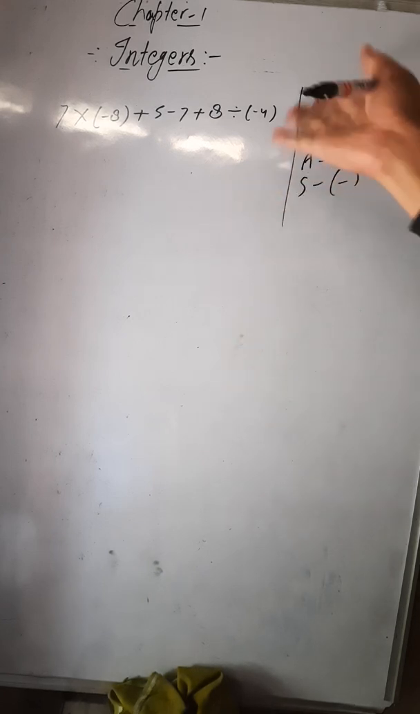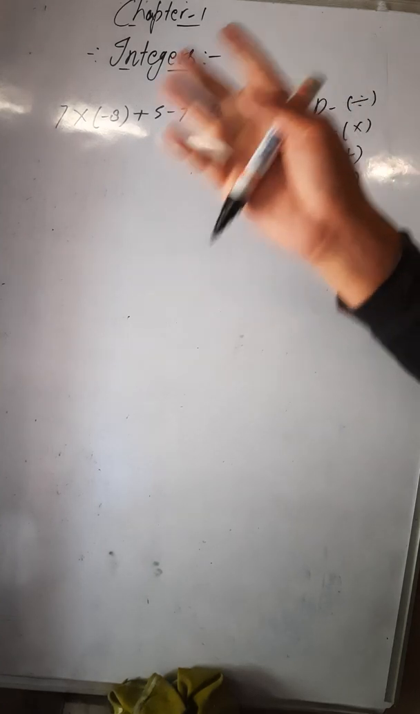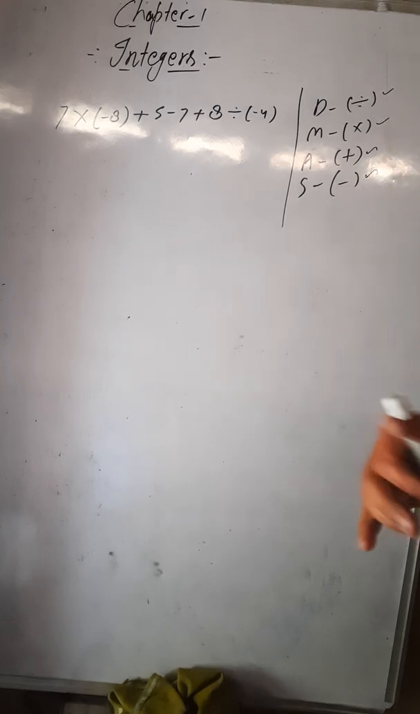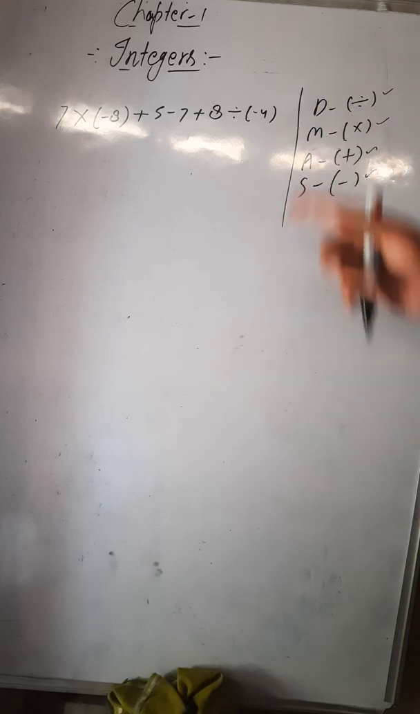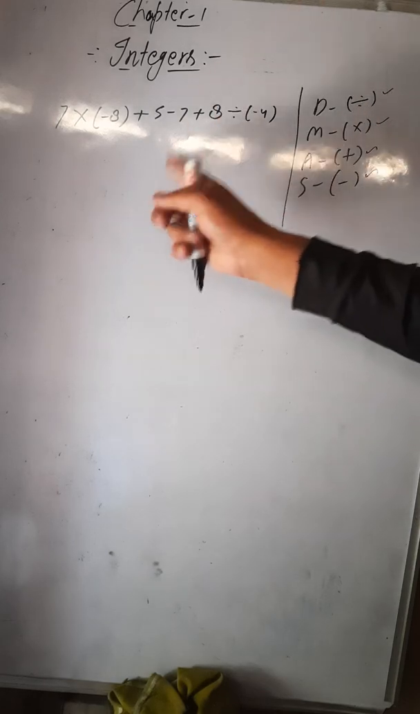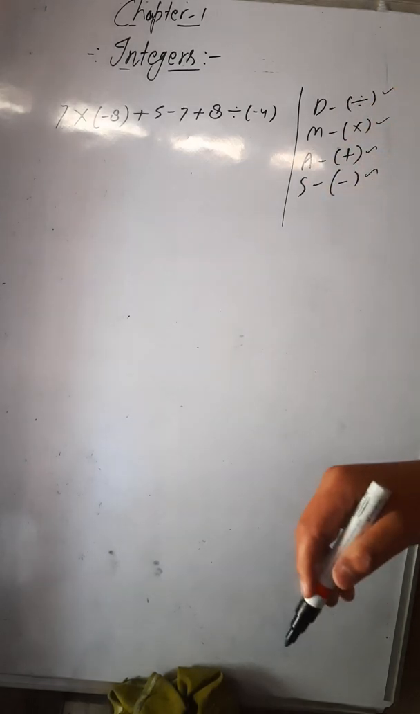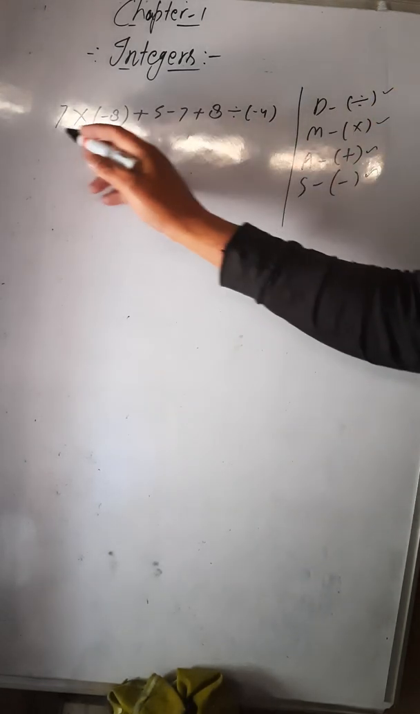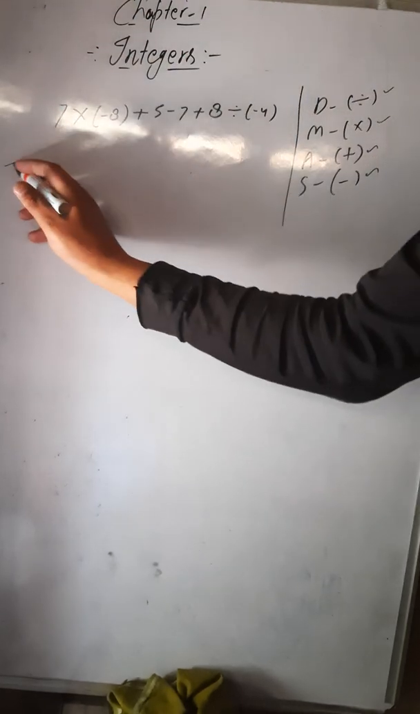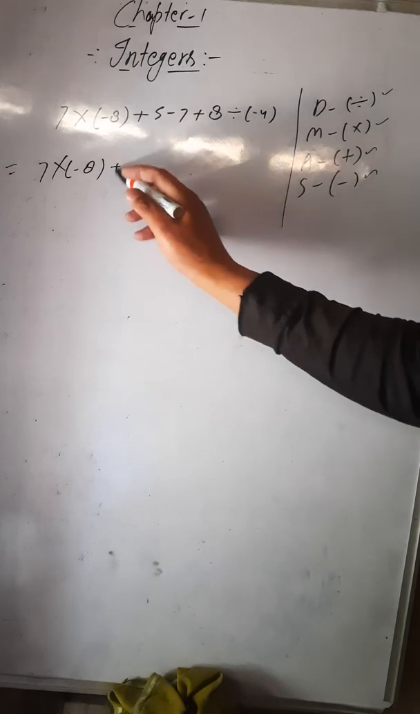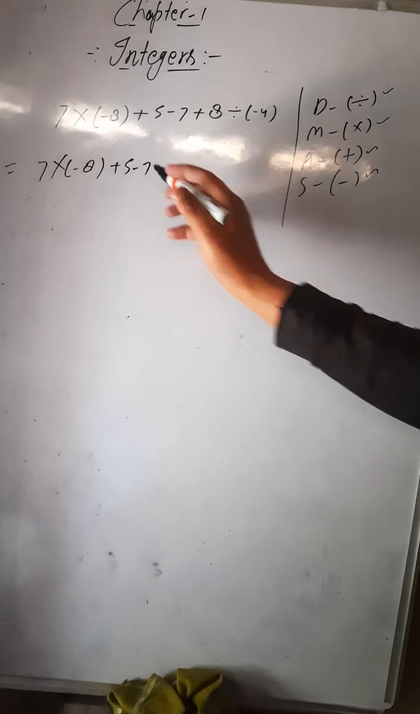If all these things come in one question, first you will divide, then you will multiply, then you will add, and at last you will subtract. This is the sequence, and we will apply it in this question now. First we will divide. Where is the symbol of division? It is here. The rest of the question you write as it is: 7 multiply -8 as it is, plus 5 minus 7 as it is.